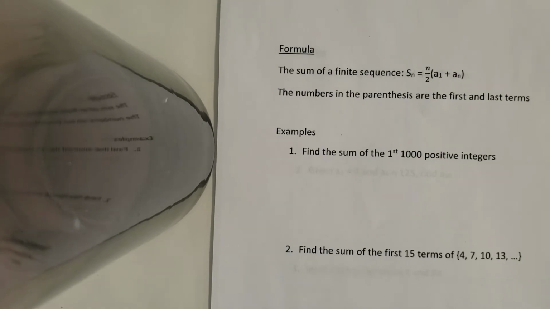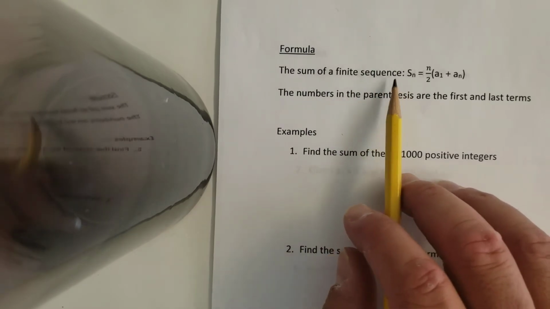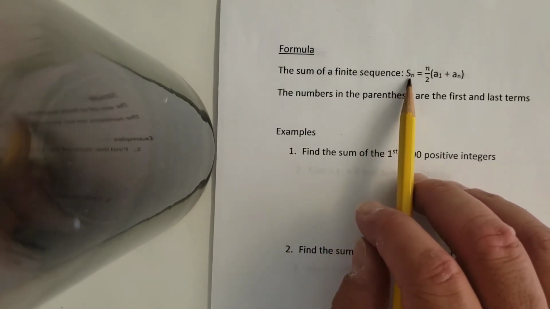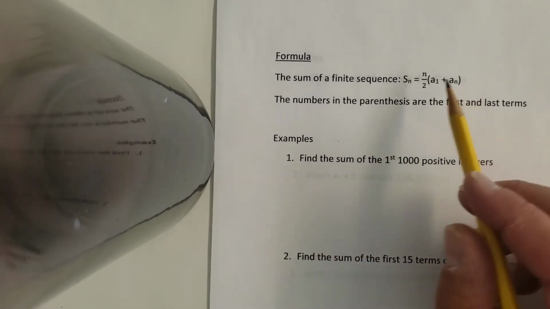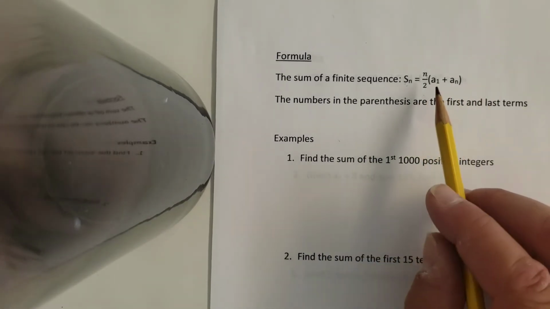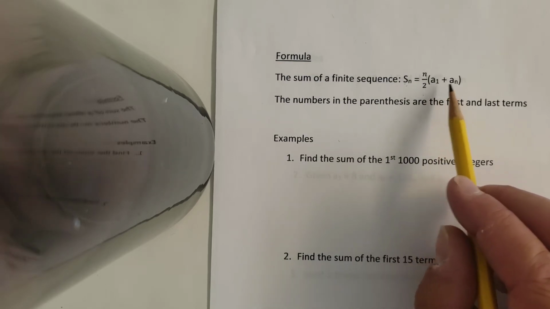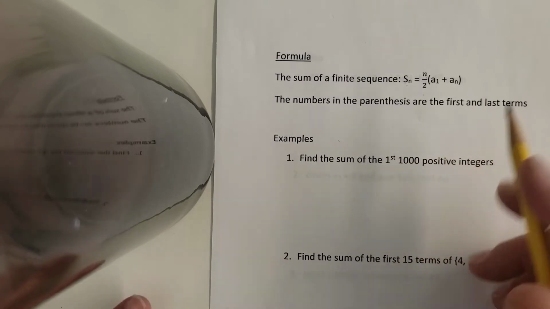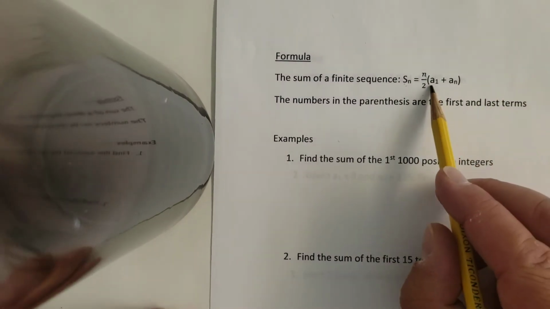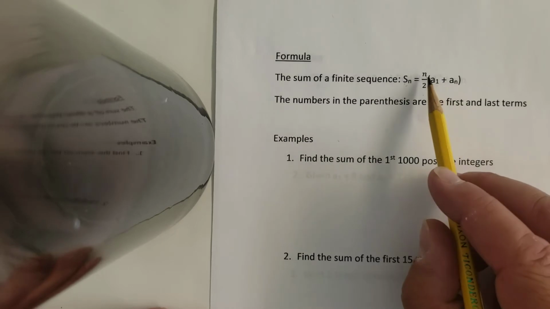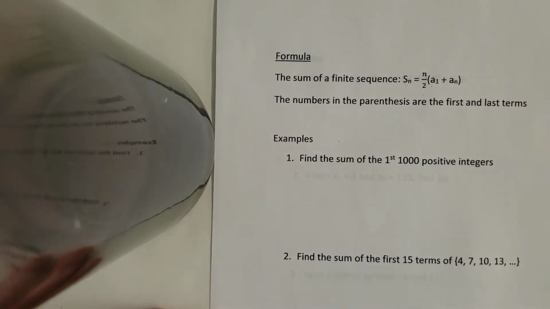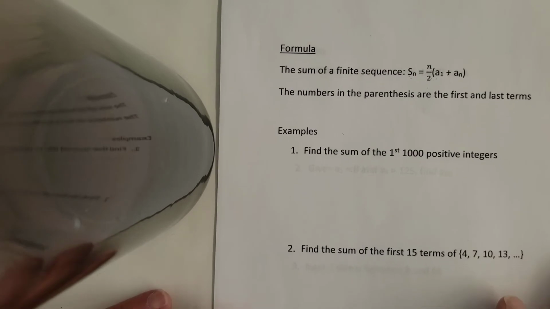We're going to start with sums of finite arithmetic sequences, okay? And we just start out with a formula. For a finite sequence, S of n, the sum of the number of terms, is the number of terms over 2 times the quantity of a1 plus a sub n. The numbers in the parentheses are the first and last term. So we take the first term, the last term, add them together, multiply them by the number of terms divided by 2. And the best way to go through this is an example.